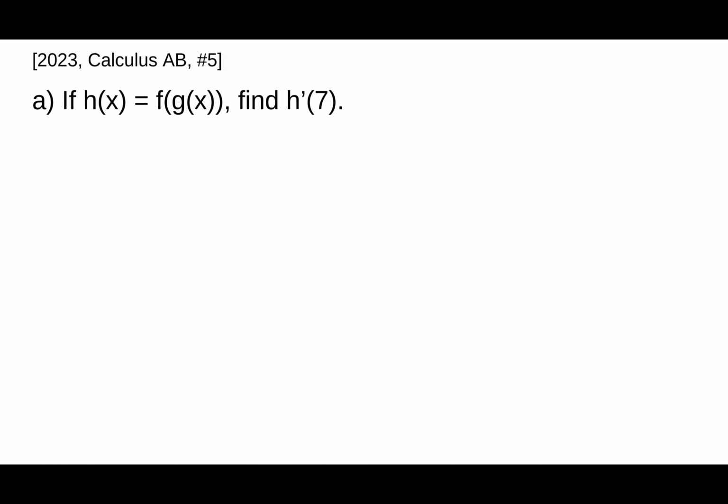In part A of this question, we are introduced to a new function, h of x, which is defined as the composition f of g of x, and we are asked to find the derivative of h at x equals 7. Now, since f and g are both twice differentiable, so is our function h of x. This is important because we need to know that we can take the derivative of h in order to find h prime of 7.